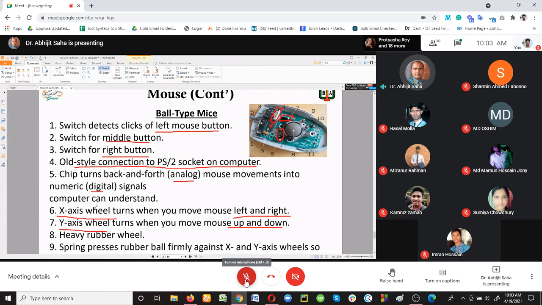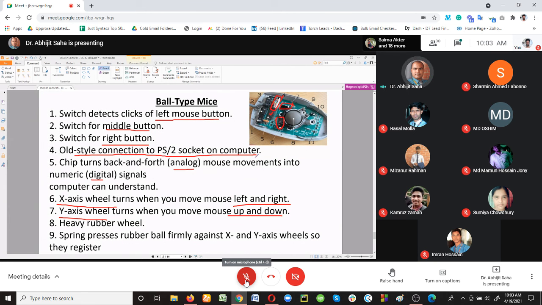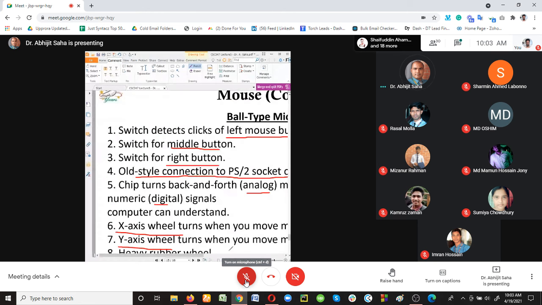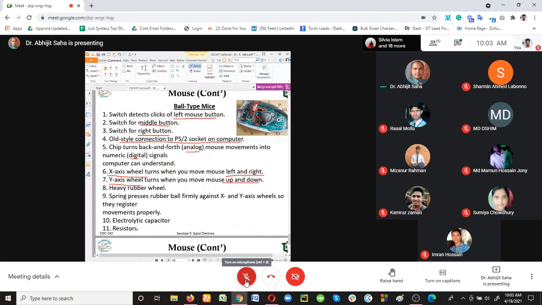So with the x and y-axis, when you're moving the mouse, where the cursor position is will be detected, depending on how you are moving the mouse left, right, up and down. So these wheels help to detect where the cursor is on your screen. The number 8 is that heavy rubber wheel that you can see here. The number 8 is the heavy rubber ball.